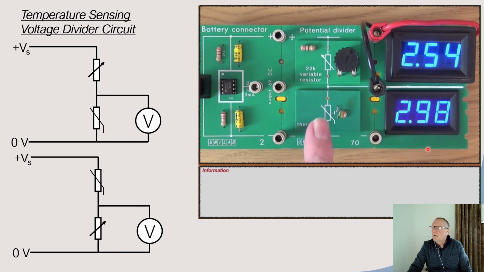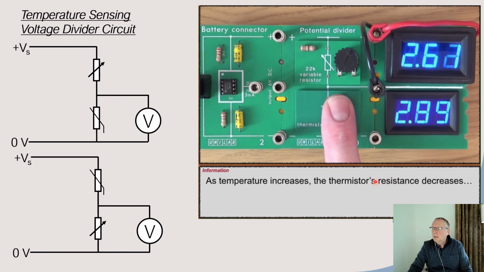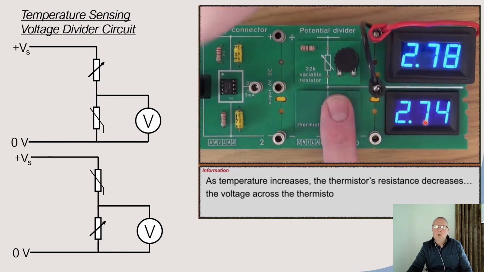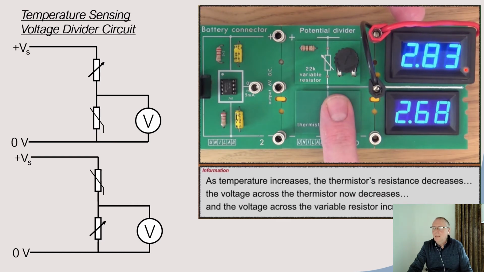So, first thing to do is heat the thermistor. Let's put my finger over the thermistor, and its resistance decreases, and therefore the voltage across the thermistor decreases because it gets a smaller share of the voltage. The voltage across the thermistor now decreases, and you can see that the voltage across the variable resistor increases.